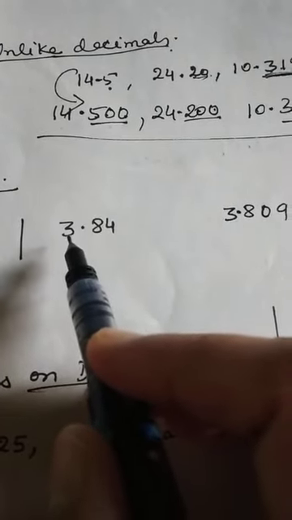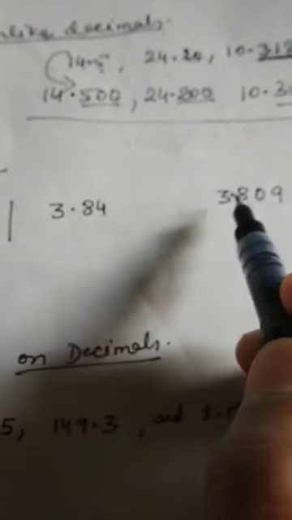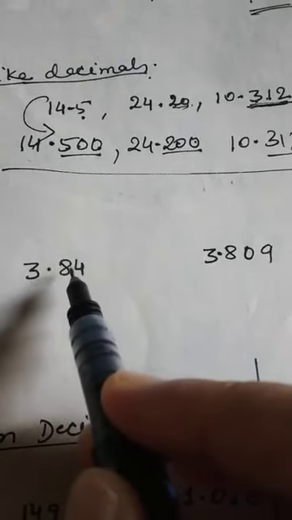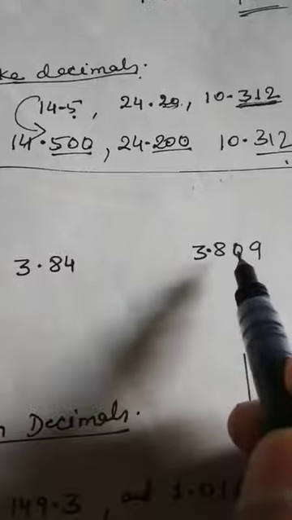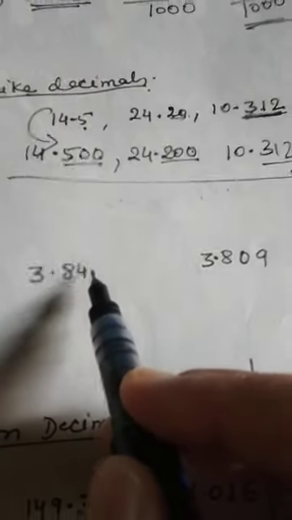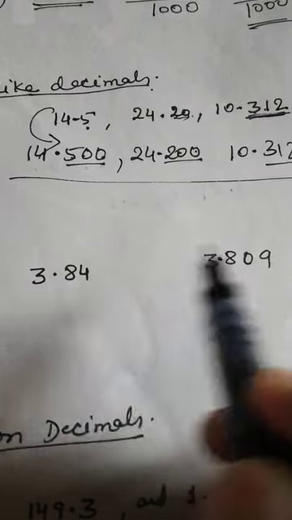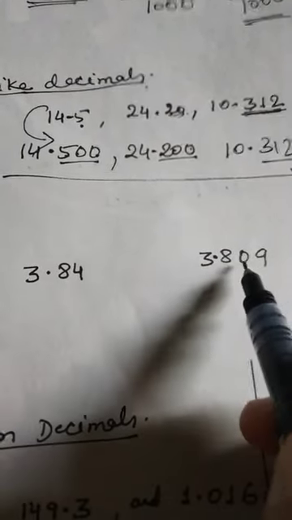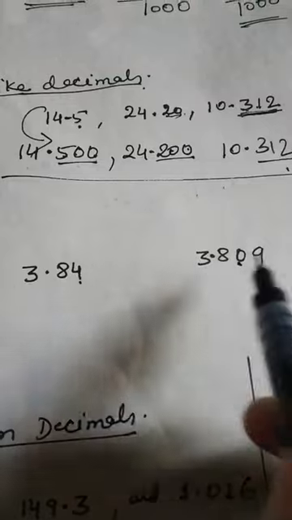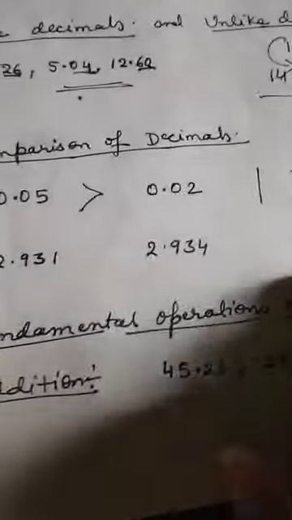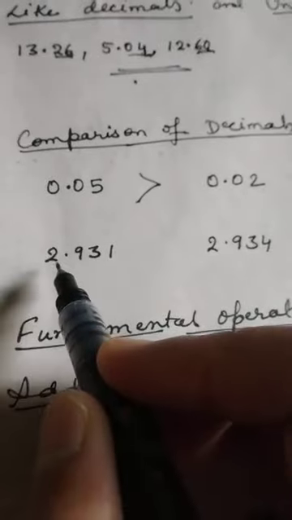First of all, compare the whole number part. This is 3. This is also 3. So the whole number parts are the same. So let's see the next number. This is 8. This is also 8. See the next number. This is 4 and this is 0. So 4 is greater than 0. So this is greater than this. Got it? One more example.